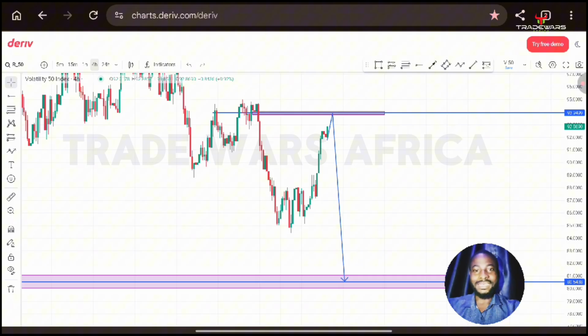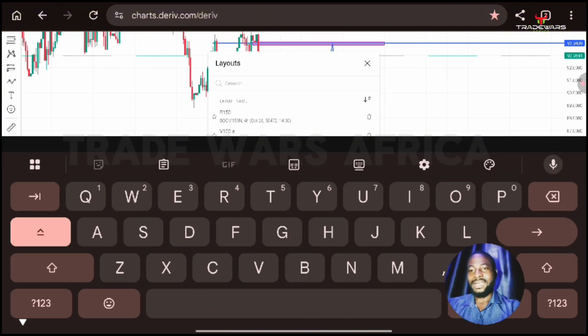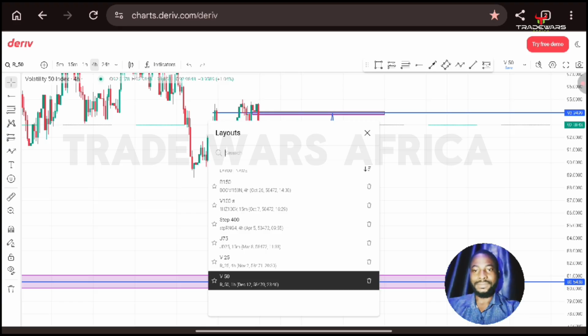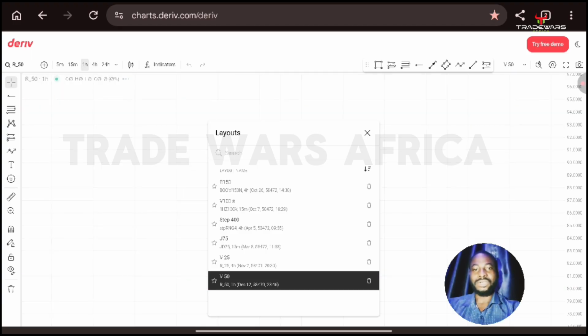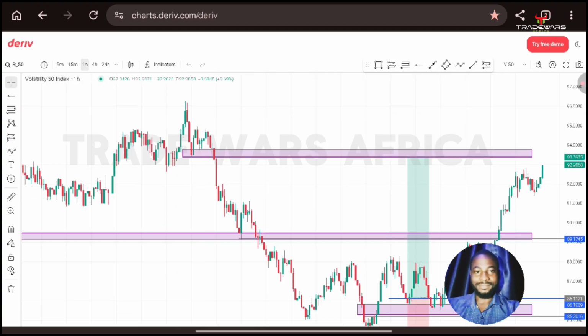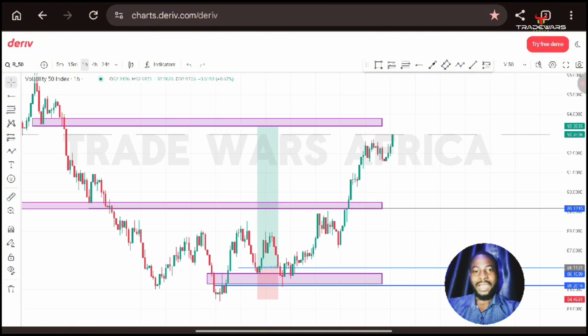So once the market gets here, what you'll be expecting, just to confirm your analysis, is a 4-hour rejection candle or a 4-hour bearish engulfing candle to the downside. You get it? So that was how I arrived at this market V50, and it played out just as I expected. Our TP1 here, then TP2 here. That was it.